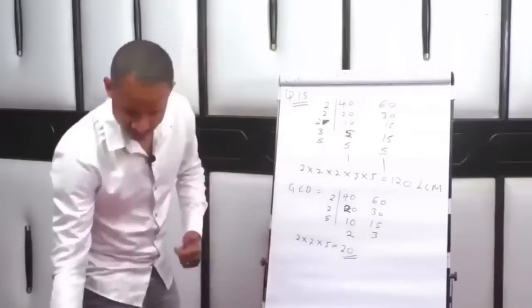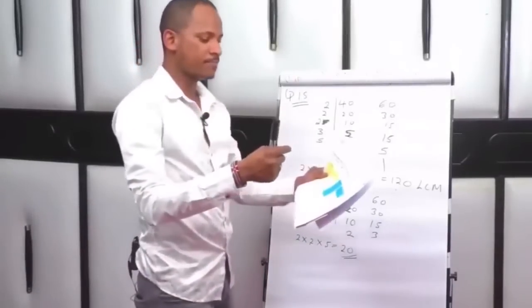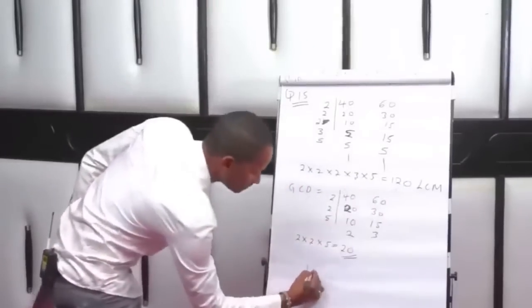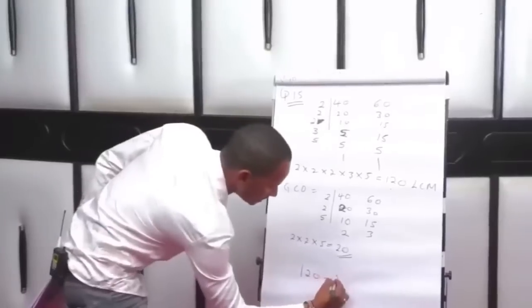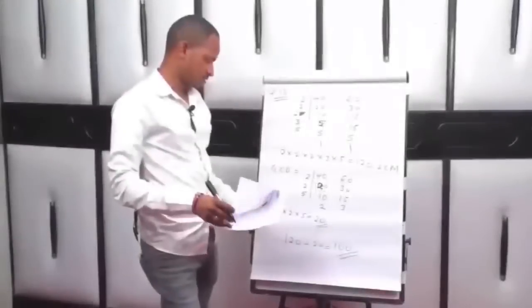But what does the question want? The question says, by how much is the LCM more than the GCD? The LCM is 120, the GCD is minus 20. So it is 100 more. They just want you to get the LCM and the GCD and get the difference. So they're just playing around with your mind, but it's just about LCM and GCD. So by how much? What is the difference?